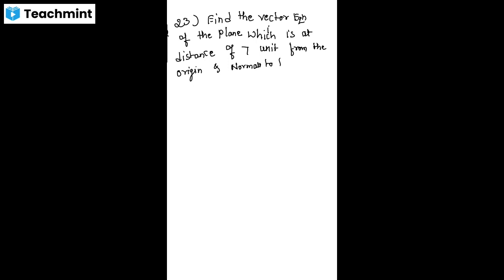And normal to the plane, normal to the plane, that is 3i plus 5j minus 6k.